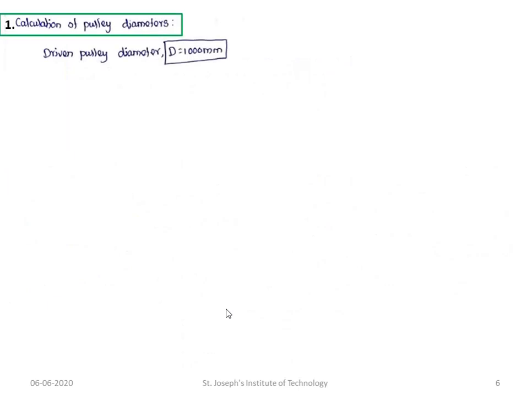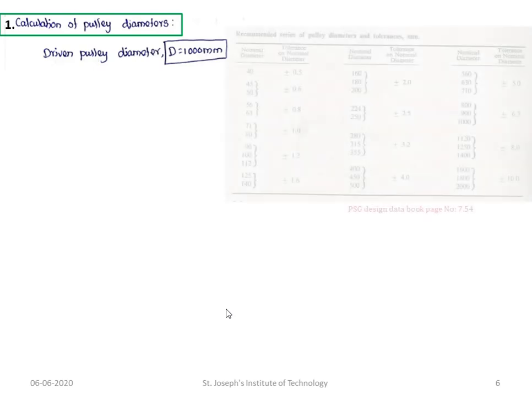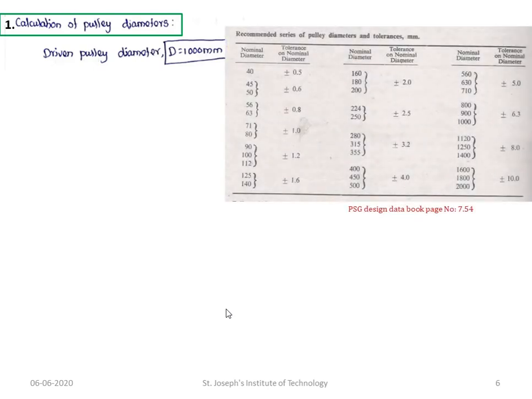First I am going to calculate the pulley diameters. Already we have the value of capital D. Now I need to check whether this capital D value belongs to the recommended series. For that I am going to data book page number 7.54. I am checking whether my value is in that series. My value is 1000, and 1000 is available in that series. So I can take 1000 as the standard pulley diameter.